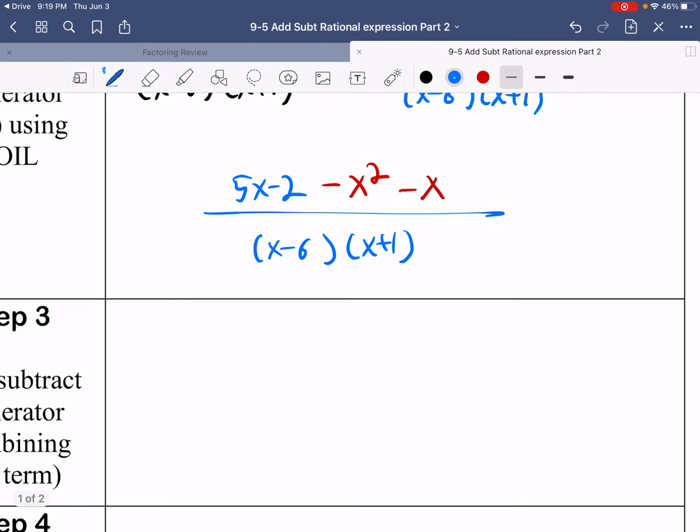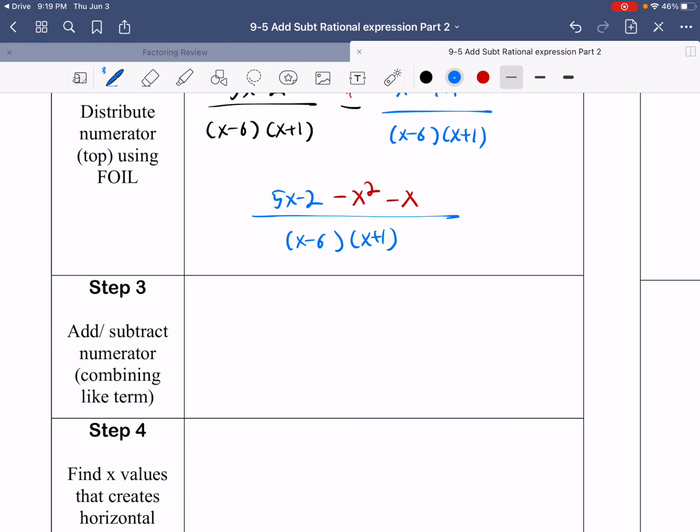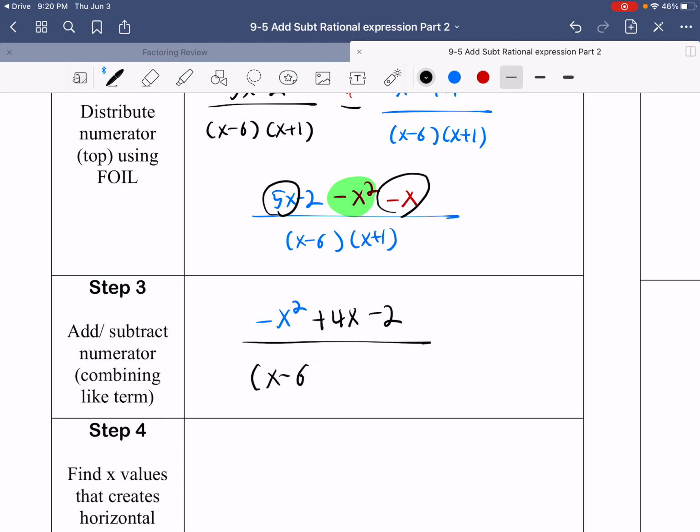And then simplify. So let's do it one by one. Always start with the highest degree. There's nothing that you can add or subtract with negative x squared, so you write negative x squared first. And then you can combine 5x and minus x. 5 minus 1 is positive 4. And we have minus 2 at the end, over x minus 6 and x plus 1.